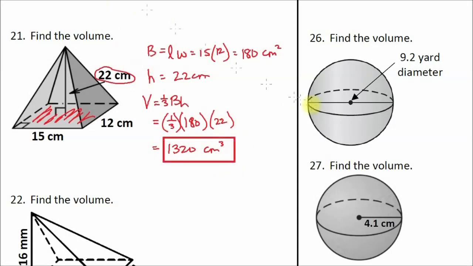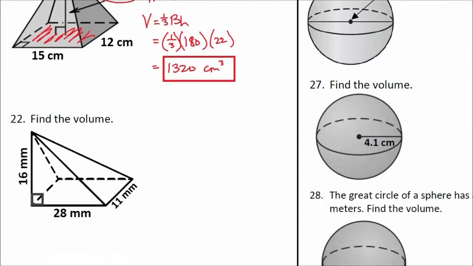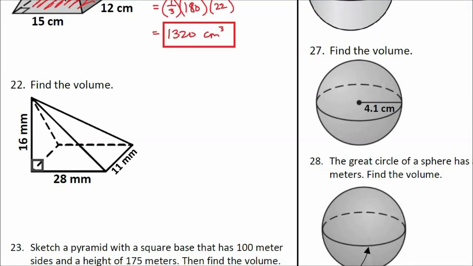All right, you go ahead and pause the video and do number 22 on your own. That is also a pyramid. It happens to be an oblique pyramid, but we're given the measurements of the base and the height. So pause the video and find the volume of 22. All right, I'm back. Question number 22. You should have gotten a volume of 1,620. Oops. How about 1,642? Get that correct.